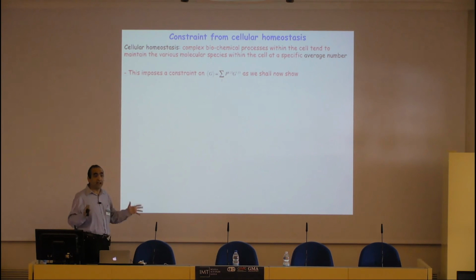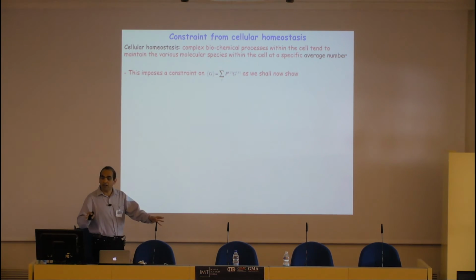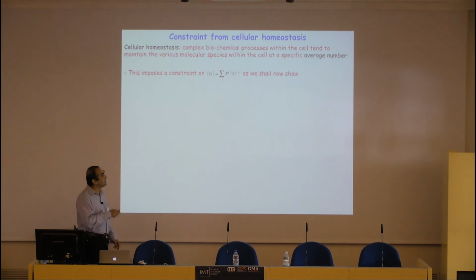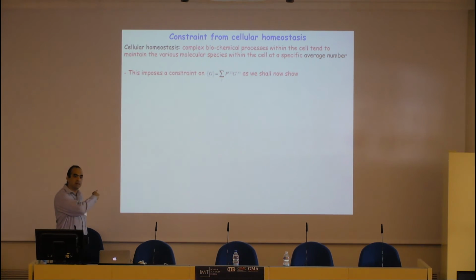I'm not going to say that I know any of them, basically, but what I do know is that they exist and they maintain the various molecular species within the cell at a specific average number, not fixed at a particular number, but over a long time scale, i.e. a few hours, etc. The average number of proteins of any particular species inside the cell will have a fixed average number. And that constraint was not there. If I just continued to do the Gibbs ensemble, this cellular homeostasis constraint would not have existed. So I'm now going to add this constraint.